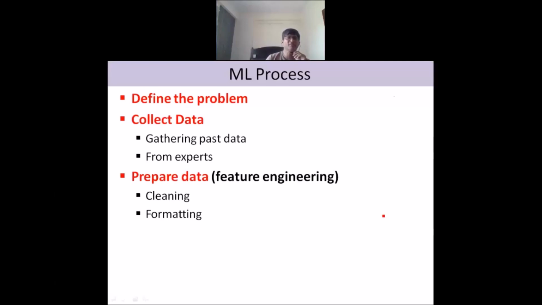My algorithm may be more suited to a tabular form of data. So we need to convert it into, for example, Excel format. We need to convert it into a database format, or we need to convert it into a CSV format. So formatting the data as per the requirements of the algorithm, or converting it into a suitable form, is also one of the important aspects of your ML process.